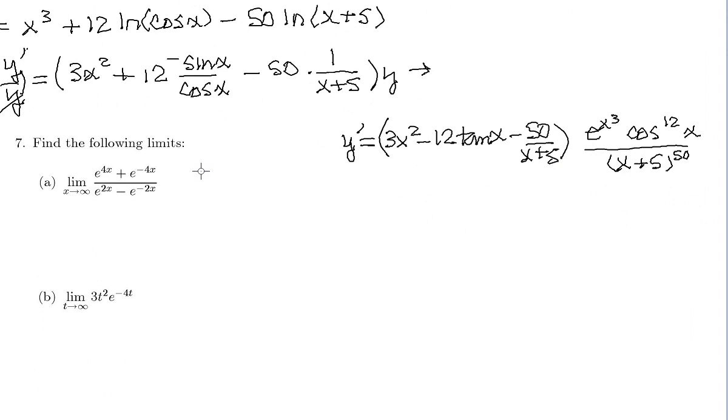Okay, it looks like we got some limits here to look at. So this first limit, we're looking at the limit as x goes to infinity of e to the 4x plus e to the negative 4x over e to the 2x minus e to the negative 2x. So let's look and see.